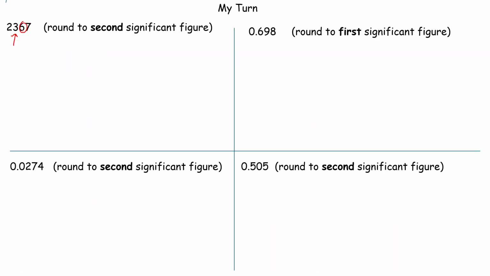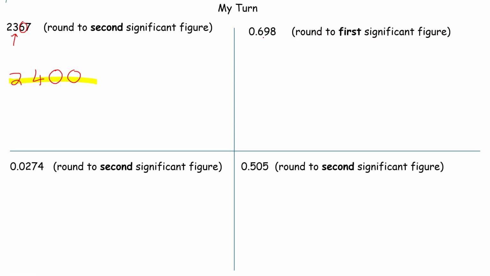So the number 6 here is bigger than 5, which means you round up to a 4. So it's going to become 2 and then 4. And you replace your numbers afterwards with a 0 and then a 0. So you replace the 6 and the 7 with zeros. Okay, so 2,400. And that is your answer for the first one.